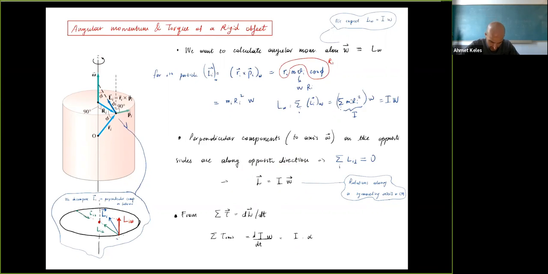And finally, you can use torque equals dL/dt, and calculate the torque around this axis. It's going to be d/dt of I omega, and I is constant, so this is going to be equal to I times alpha.